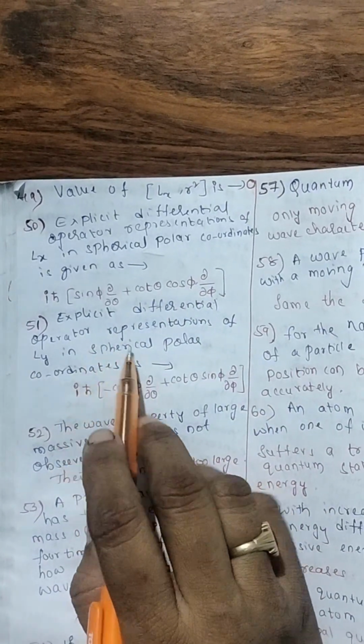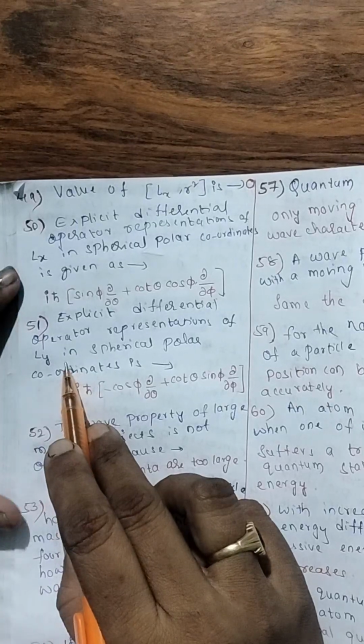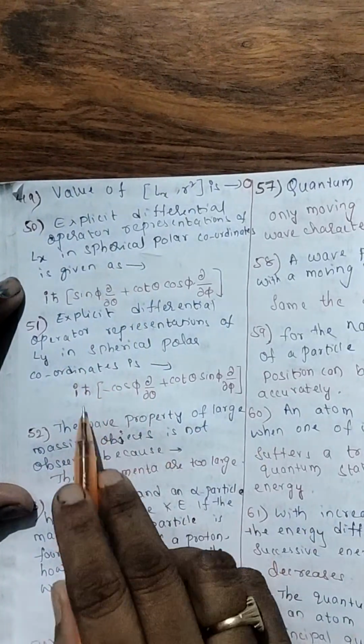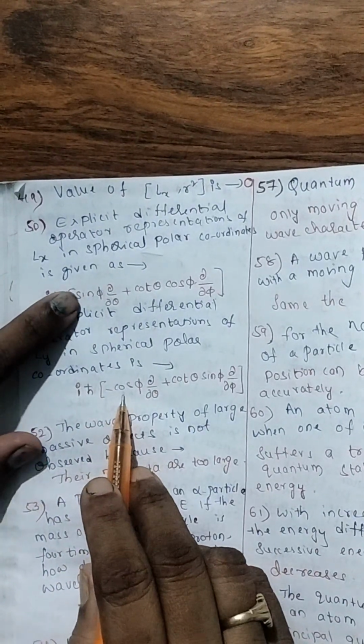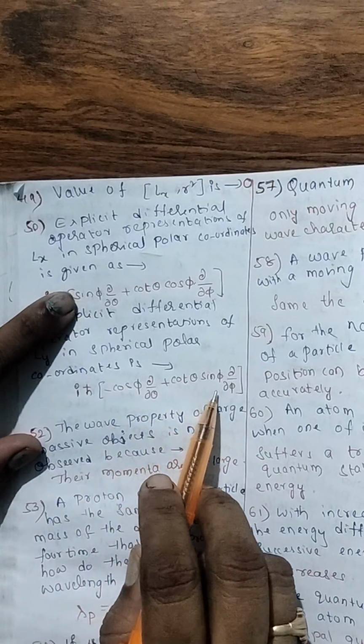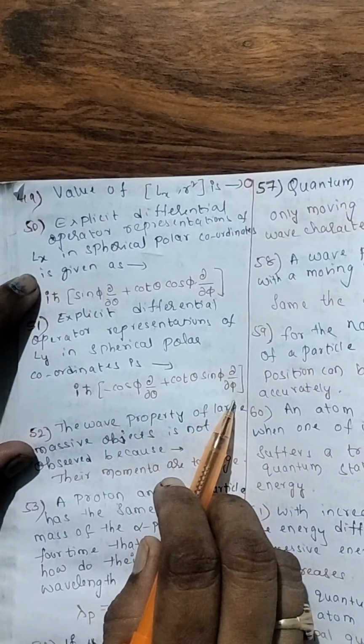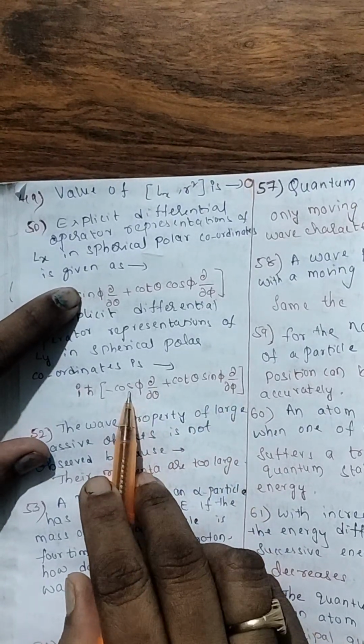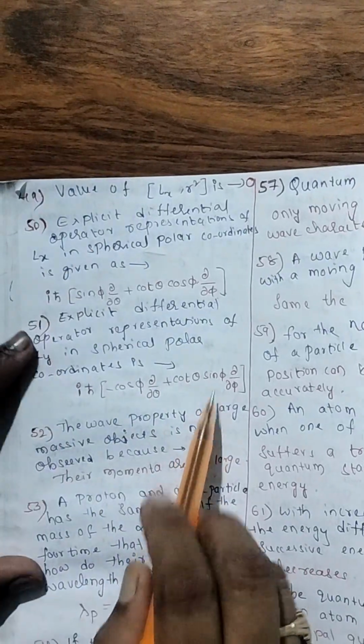The explicit differential operator representing Ly. This is Lx, now Ly: i h cut (minus cos phi dou by dou theta plus cot theta sin phi dou by dou phi). In place of sin it is minus cos, and in place of cos phi, sin phi.